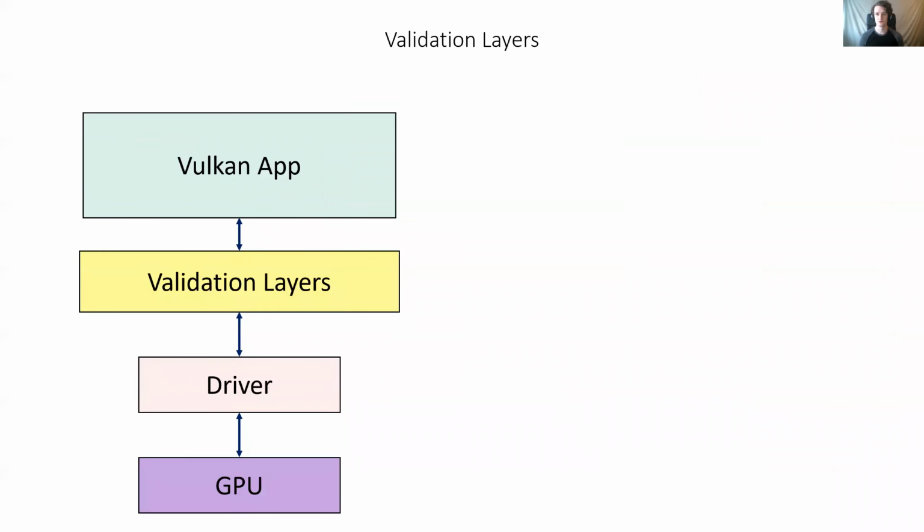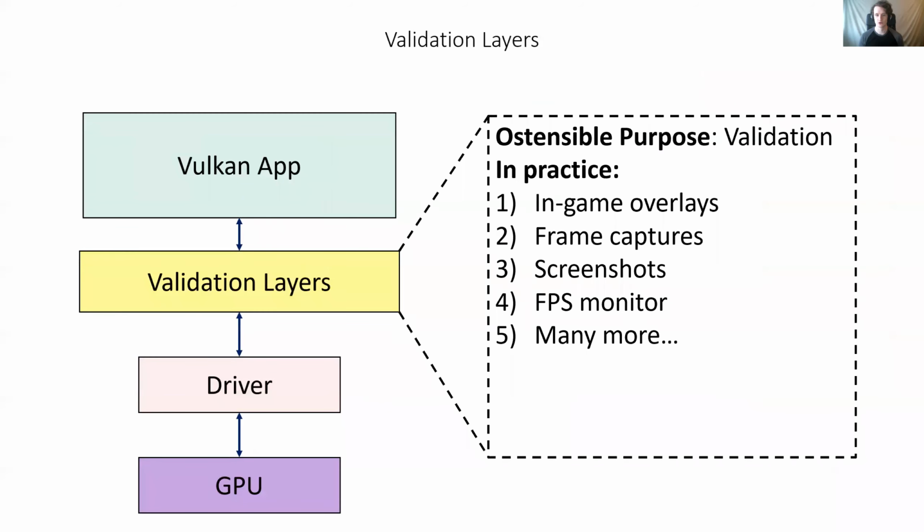So before I dive into our approach, I will explain a bit more background, which is what are Vulkan validation layers. Vulkan validation layers have the ostensible purpose of validating your code. So when you make a Vulkan API call, it will check that you're following best practices or that your code makes sense, like you've defined things before you've used them. But in practice, the interface for validation layers is really flexible.